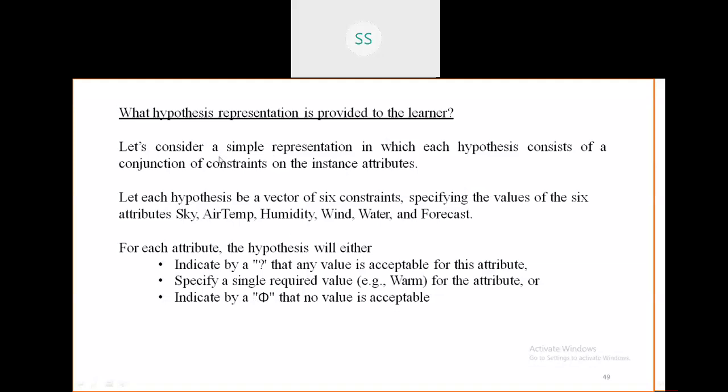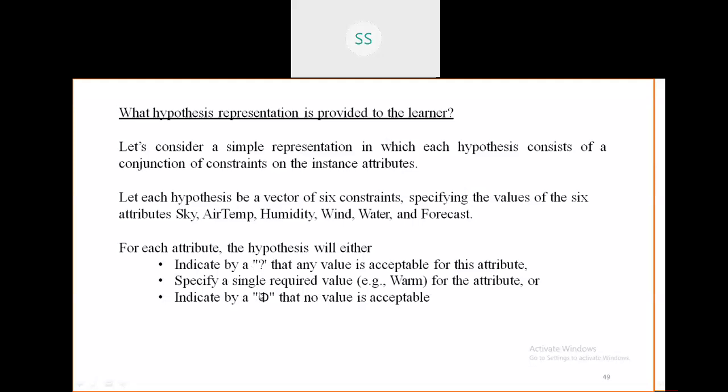And if a particular attribute is chosen, we have to give the name of the value. If any value is acceptable, that value is marked with the question mark symbol. If no value is acceptable for the hypothesis, then we mark it with the not symbol. So you're not selecting any of them. Now none of the values is acceptable.